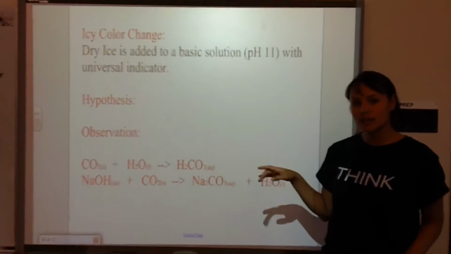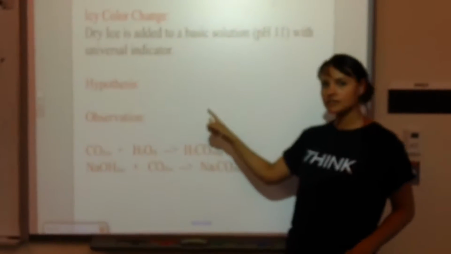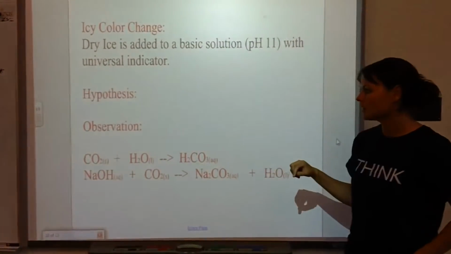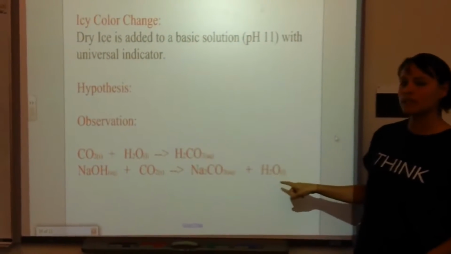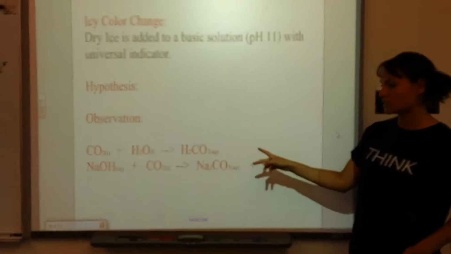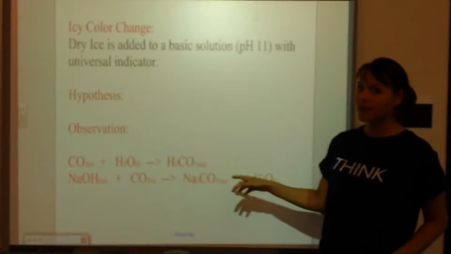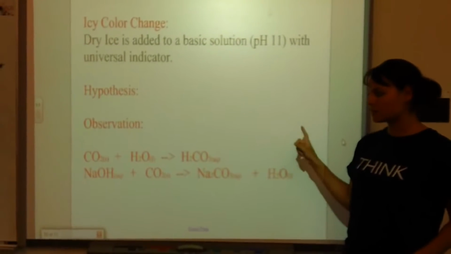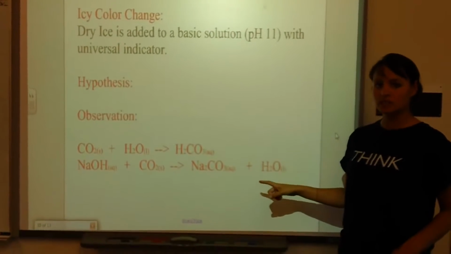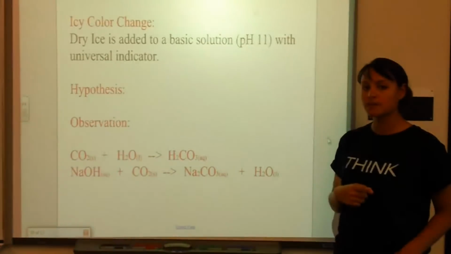What I want you to do next then is to create your hypothesis, and I'm going to give you time to do that in a moment. We're going to make our observations after we do it, but you also want to write down these two equations. These are the two that you're going to balance for this particular lab. So when you get done with your hypothesis, start working on balancing until we get going with our lab demo.